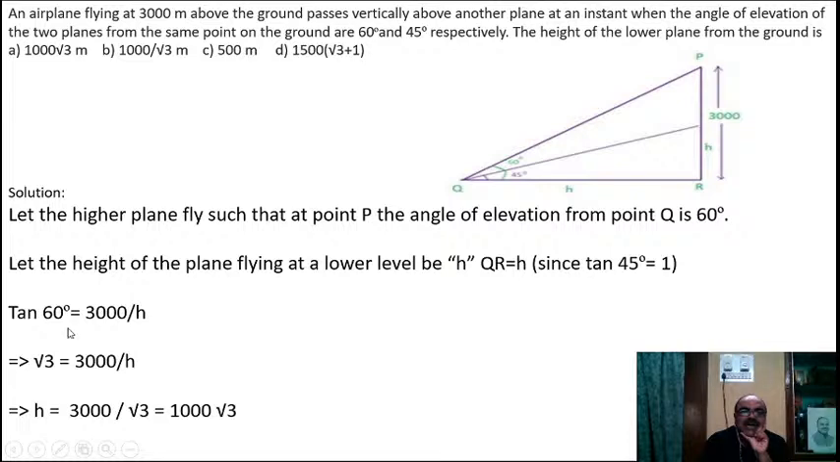Okay, so tan 60 is 3000 by h. If I get h, that's the answer what I need. So what is h equal to? 3000 by root 3. 3000 by root 3 is said as root 3, which becomes 3000 root 3 by 3. So 1000 root 3 is the answer. That is B.